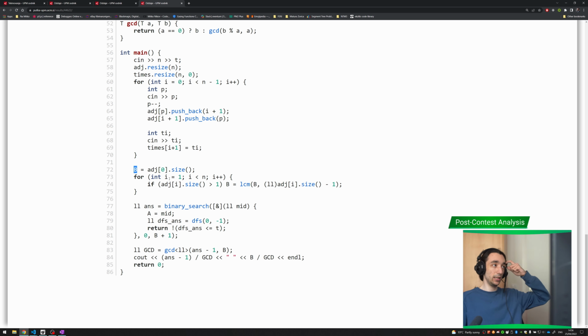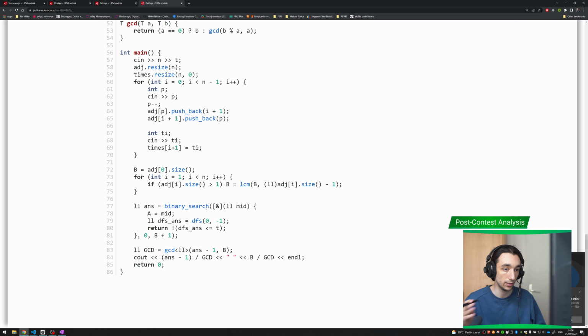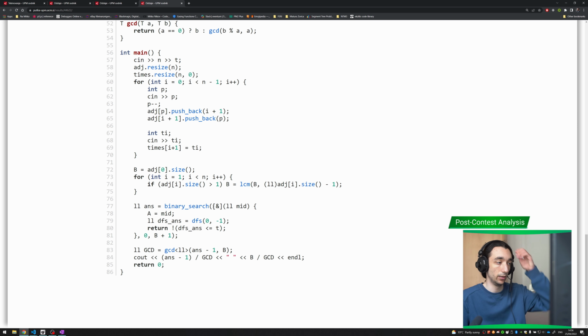I thought that the LCM could always be in the long range, so this is 10 to the 18th power. This will be just a logarithmic search, and that's like 64 times. 64 times search of 64 times simulation, and then we just take GCD.